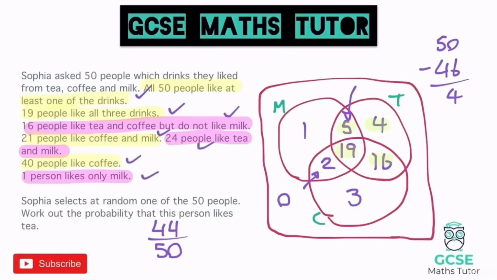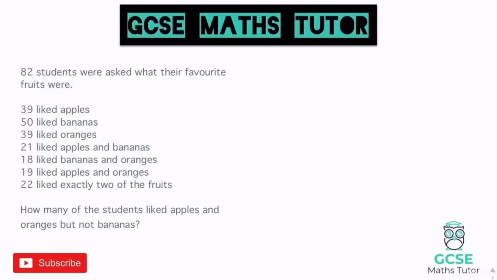Let's have a look at another one of these. Okay, so this Venn diagram is a little bit more complicated. It says 82 students were asked what their favourite fruits were. 39 like apples, 50 like bananas, 39 for oranges, 21 like apples and bananas, 18 like bananas and oranges.